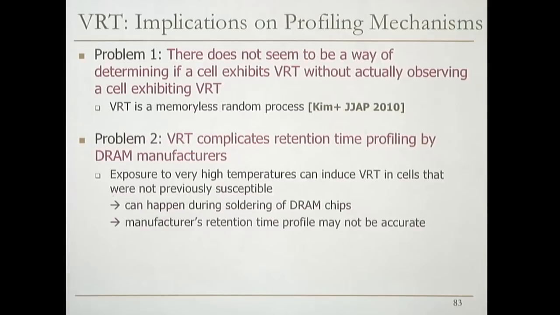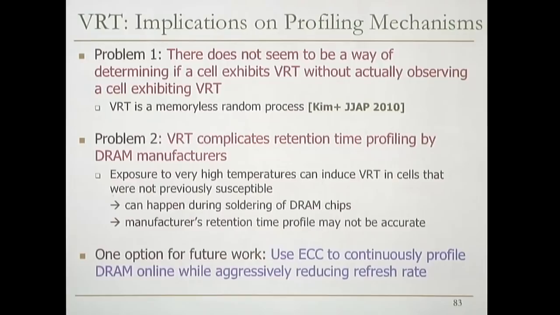Yes, exactly. So basically, the conclusion is, if you want to make this retention time profiling work, you need error correcting codes. And the idea is, you reduce the refresh rate, you do exactly what we've discussed, maybe find the worst case data pattern somehow, or approximate it somehow, and that's some of the future work that we've done. But if you have error correcting codes, now you have a mechanism that says, oh, there's an error, and that's hopefully because I reduced the refresh rate. And then you can figure out, you can back off, right?